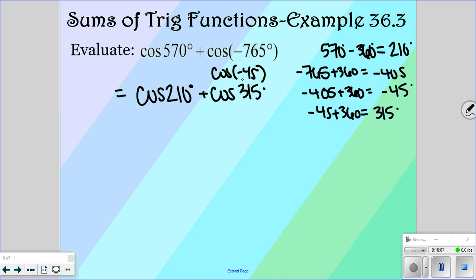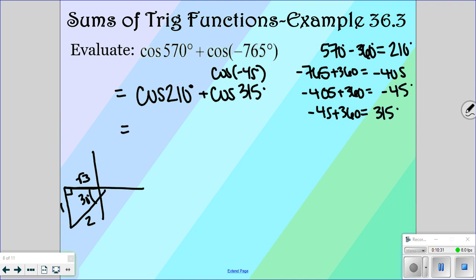So now, if you feel comfortable to stop the video and try by yourself and then unpause it, y'all go ahead and do that. So for cosine of 210, that's going to put us in the third quadrant. This is going to be a 30-degree angle. So we have square root of 3, 1, and 2.